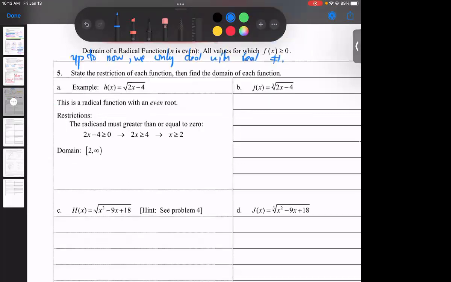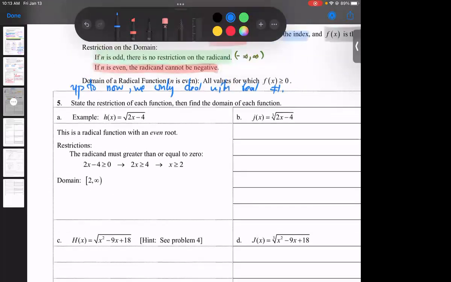I is a different thing. That's why when we talk about real numbers, you cannot have a negative under an even root, not just square root, 4th root, 6th root, 8th root. As long as it's even, you cannot have a negative underneath.